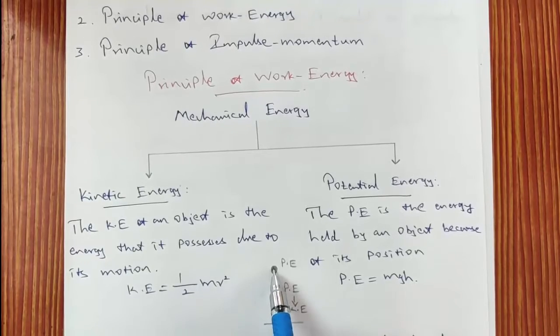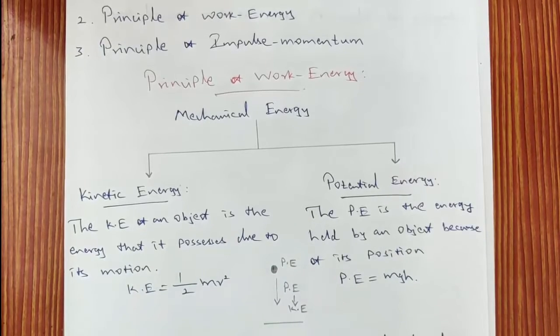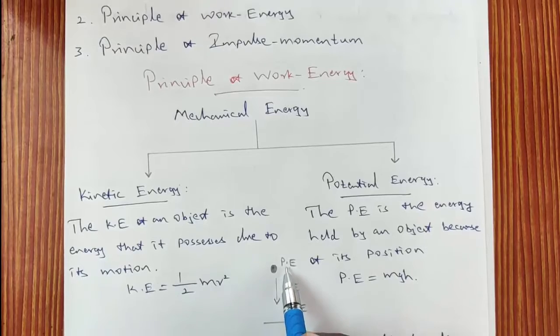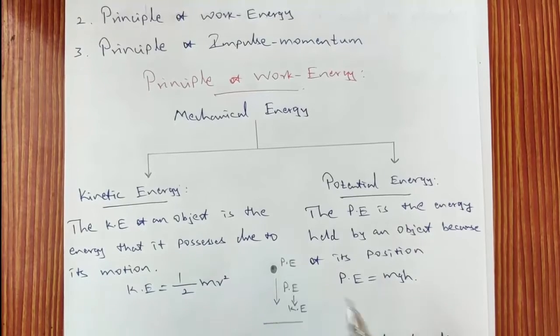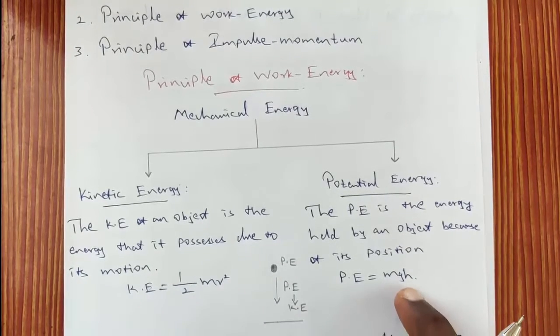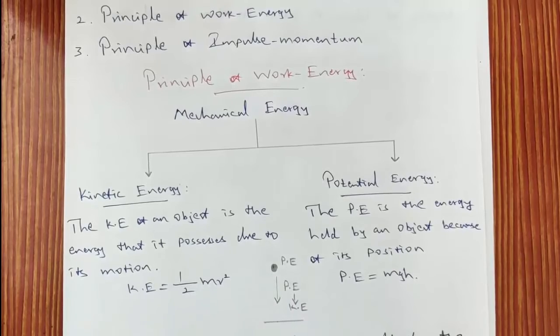So consider a ball that is kept at some height. At this height, the ball has some potential energy. When the ball is released from this height, the ball starts to move in the downward direction, where the potential energy is converted into kinetic energy. When the ball reaches the ground, the potential energy is zero because there is no height. That is why the potential energy is zero.